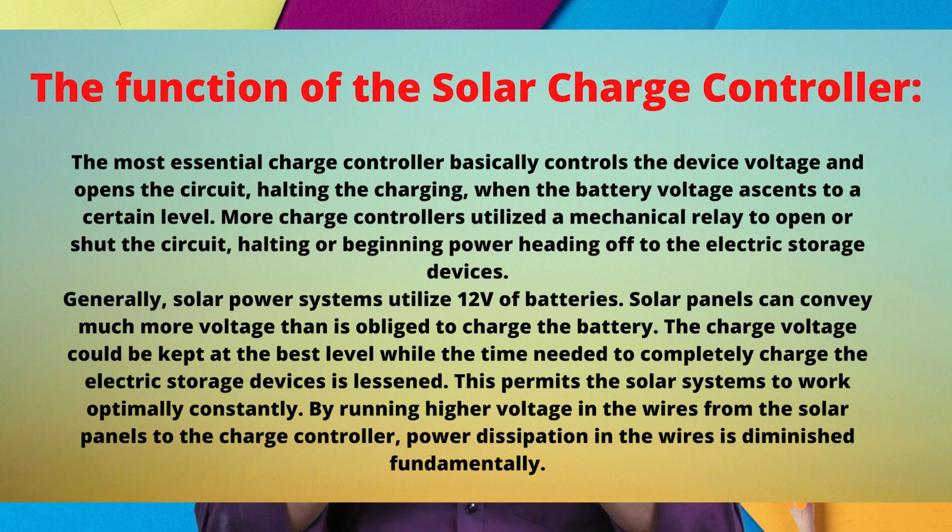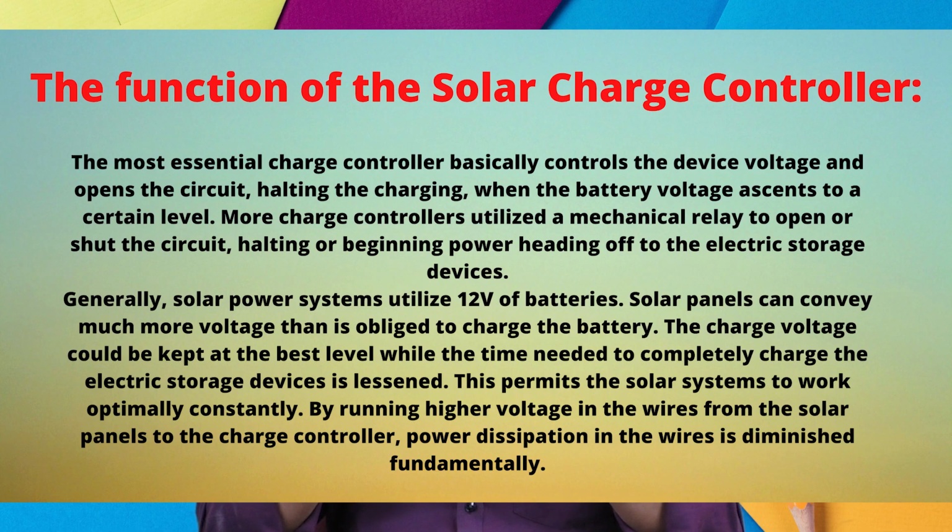Generally, solar power systems utilize 12 volt batteries. Solar panels can convey much more voltage than is required to charge the battery. The charge voltage can be kept at the best level while the time needed to completely charge the electric storage device is lessened. This permits the solar system to work optimally constantly.